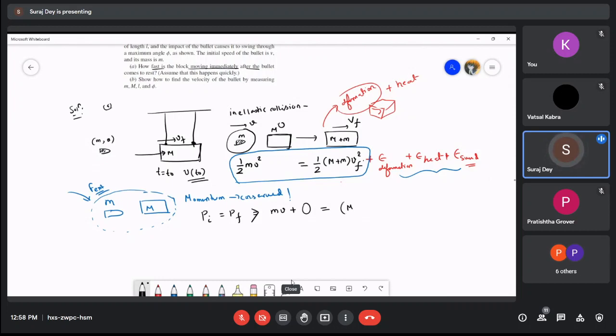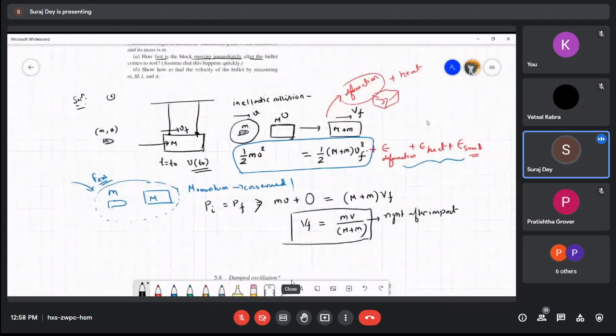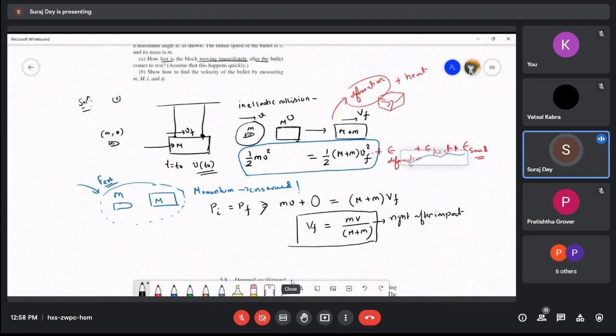And finally, this will form a combined system which will move with a common velocity v_f. And so that gives you what v_f is. So you can easily obtain the final velocity right after impact. So I think this is a natural way to do this problem.